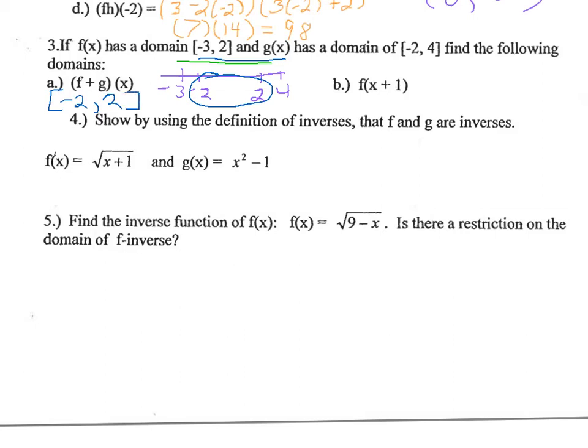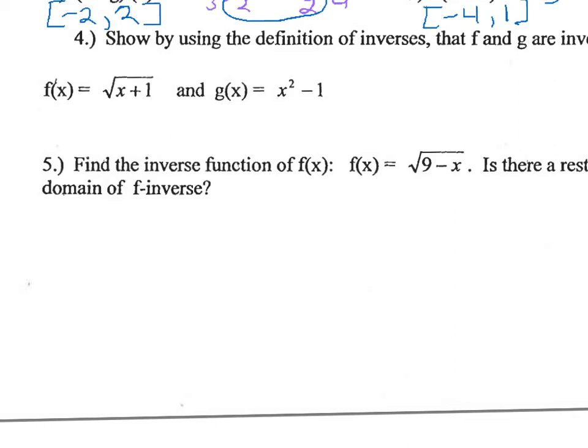Part B is a little bit different because we're just dealing with f of x. So if we have f of x plus 1, you can think about the graph shifting. It used to be between negative 3 and 2, and if we do x plus 1, we know our graph is going to shift 1 to the left. So then our domain will be in between negative 4 and 1 instead of negative 3 and 2.